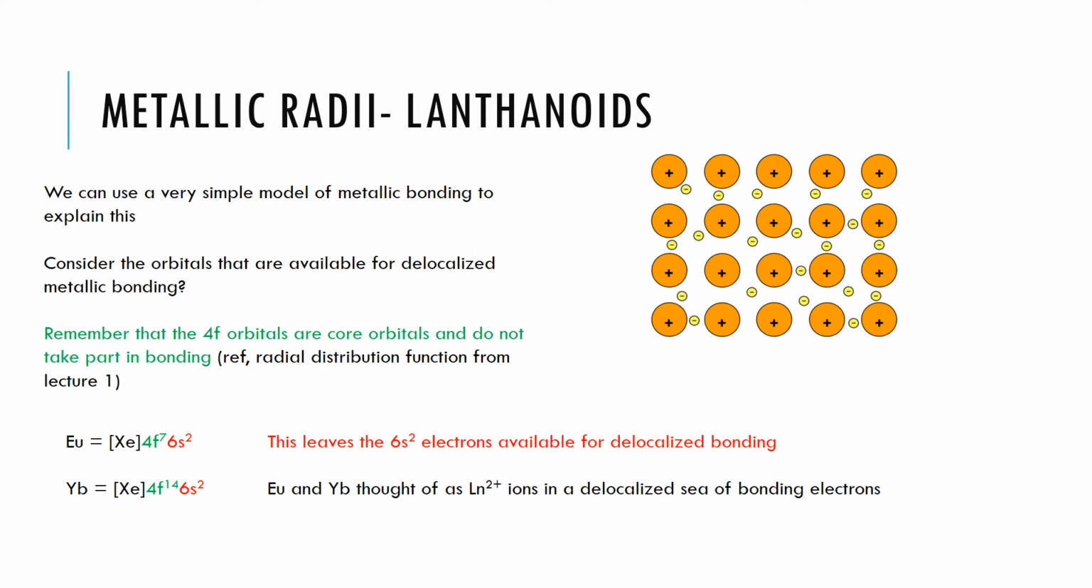And we can therefore think of europium and ytterbium as Ln2+ ions. I use the Ln there as the generic term for a lanthanoid. So we have Ln2+ ions in a sea of delocalized bonding electrons, but those electrons only come from the valence orbitals here, the 6s orbital, because those 4f orbitals are too core and they don't want to get involved in bonding.